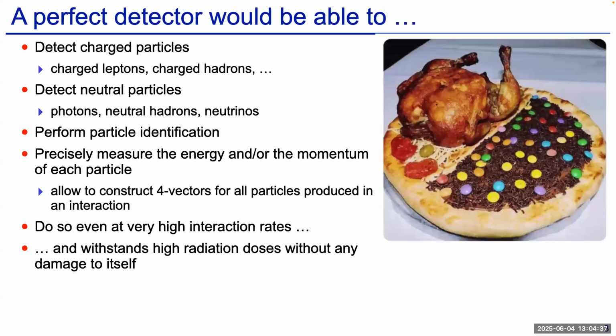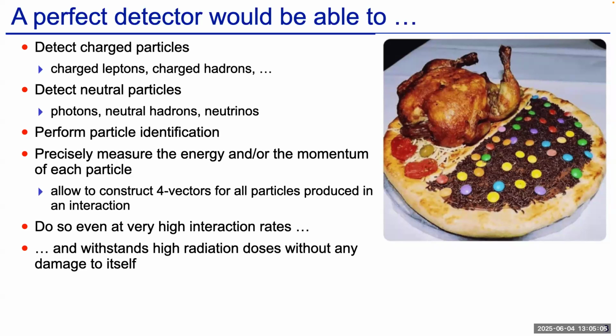Okay, so a perfect detector. How would a perfect detector look? It would detect all kinds of hadrons, charged hadrons. It would detect neutral particles, photons, neutrinos. It would perform particle identification. We could determine the 4-vectors for all particles that are produced in 4 pi. And we do this at whatever megahertz interaction rates. And it withstands high radiation, doesn't matter.